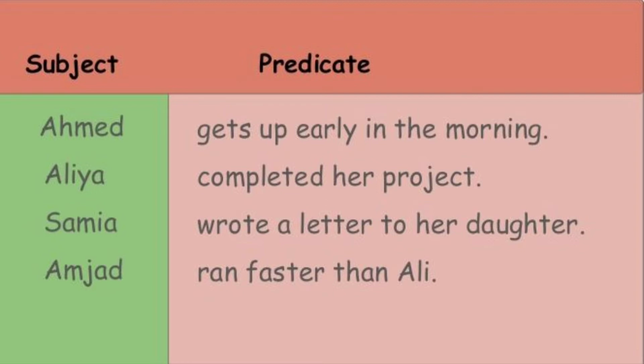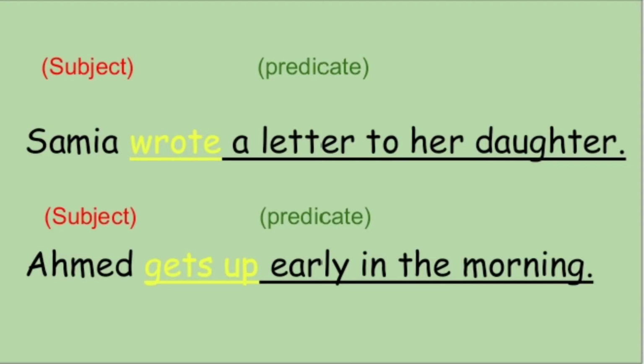Samia wrote a letter to her daughter. Who wrote a letter to her daughter? It's Samia who wrote a letter to her daughter. So wrote a letter to her daughter becomes the predicate and Samia, you already know, is the subject. Amjad in the next sentence is the subject. Ran faster than Ali becomes the predicate.